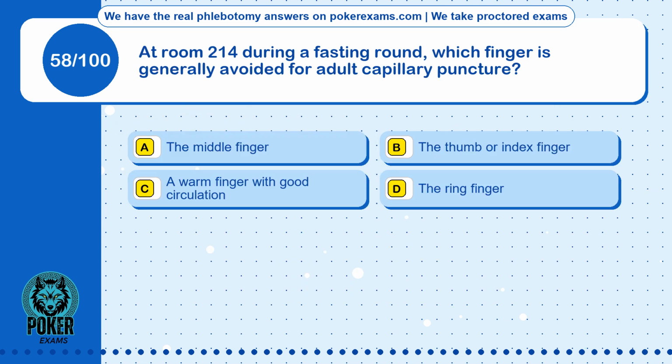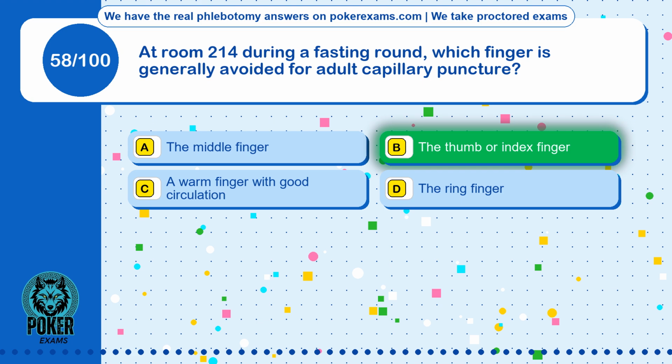Question 58. At room 214 during a fasting round, which finger is generally avoided for adult capillary puncture? Option A. The middle finger. Option B. The thumb or index finger. Option C. A warm finger with good circulation. Option D. The ring finger.